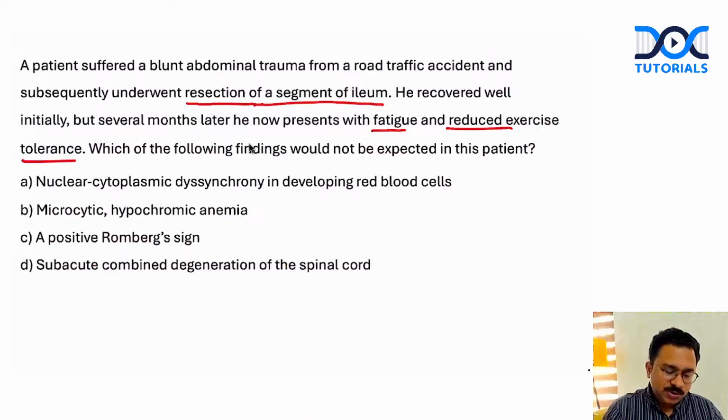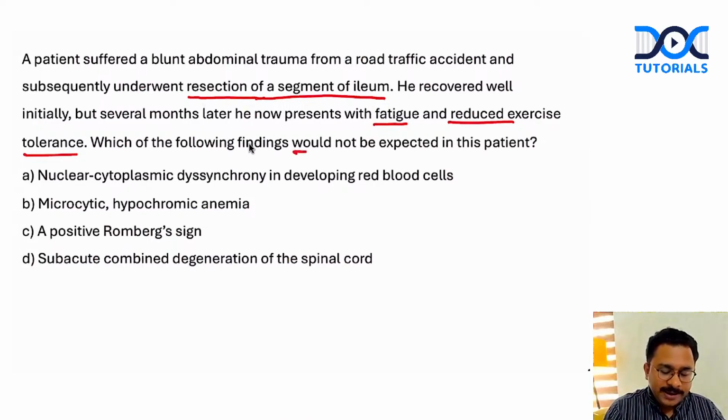And look at the options. Which of the following would not be expected in this patient? Nuclear cytoplasmic dyssynchrony in the developing RBCs is expected, because the cytoplasmic maturation will take place normally, but the nuclear maturation will lag behind. So this is not something that I would not expect. Microcytic hypochromic anemia, I am not expecting iron deficiency in this particular case. Iron deficiency is the one that presents with microcytic hypochromic anemia. In this particular case, I am expecting a macrocytic picture.